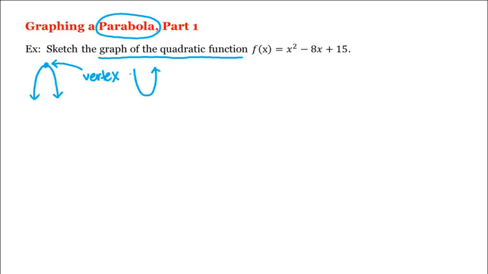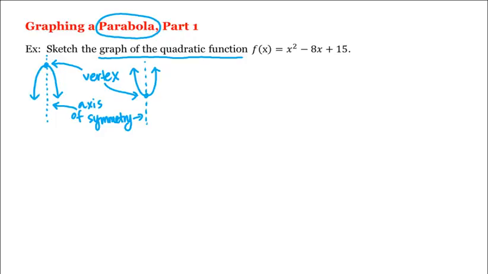Or this would be considered the vertex. And the vertex is also the only point on the parabola that lies on what we call the axis of symmetry. This is the line about which the parabola is symmetric. That is, the graph is a mirror image on either side of this axis of symmetry.